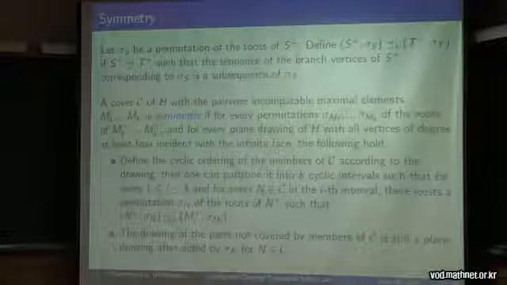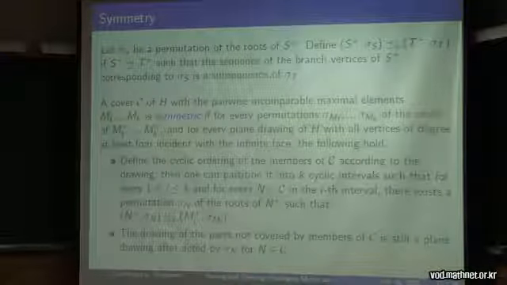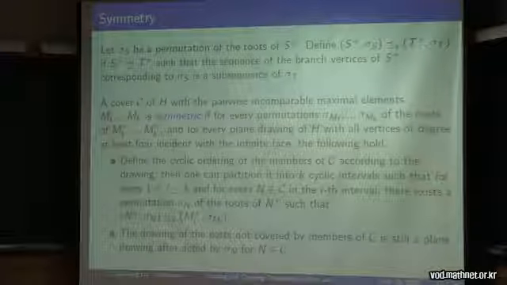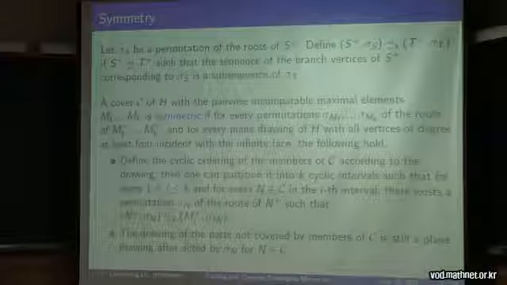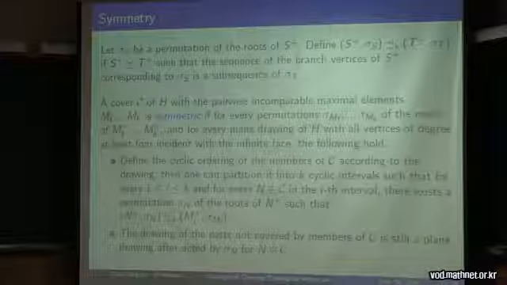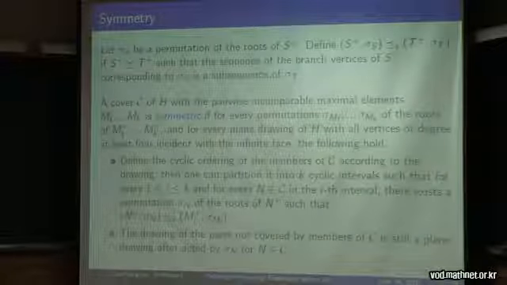And by saying the cover is symmetric, it means that I can find such an assignment such that if I see two members assigned to Mi, then every member between them in the ordering here should also be assigned to Mi. So that's the first condition.